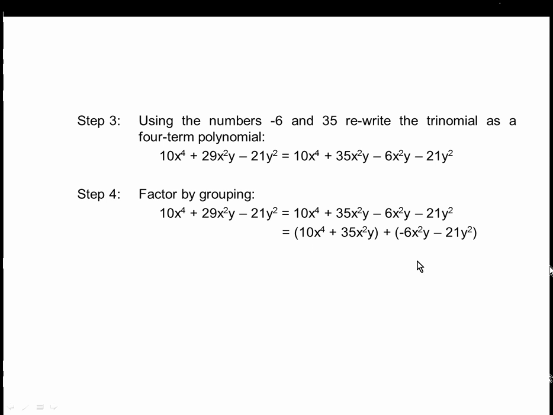Okay, from the last two, I can take out a minus. With 6 and 21, the largest that divides evenly into both 6 and 21 will be 3. And no x in common, but they do have a y. So from the last two, I'll take out minus 3y, leaving us 2x squared plus 7y. They now have 2x squared plus 7y in common. When I factor that out, I'll be left with 5x squared minus 3y. So that's our complete factorization.